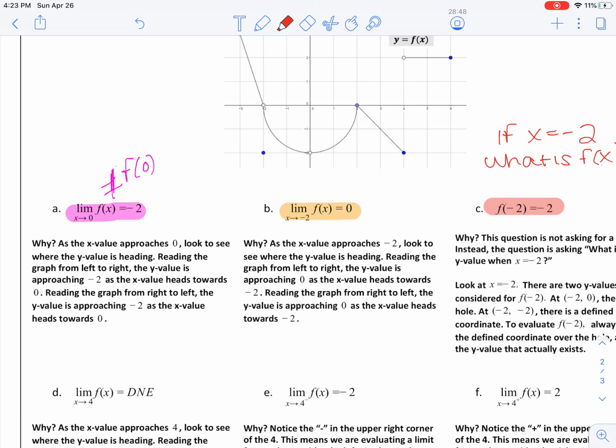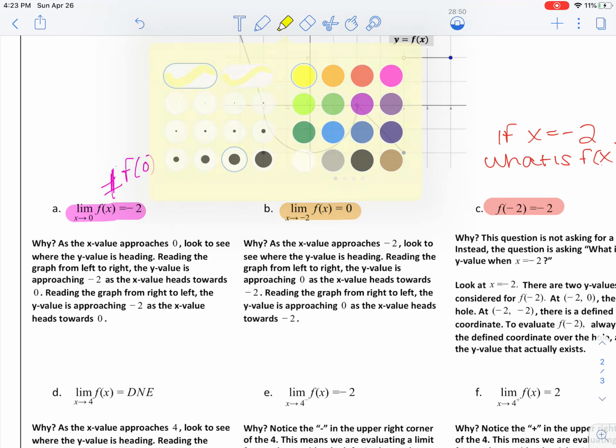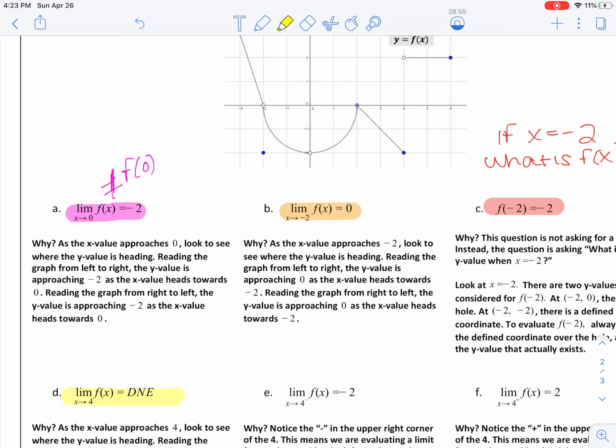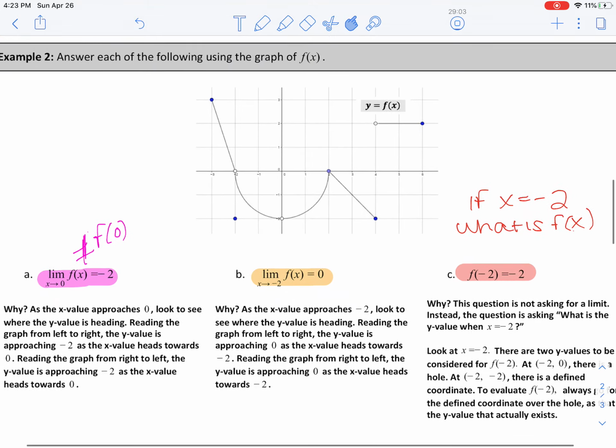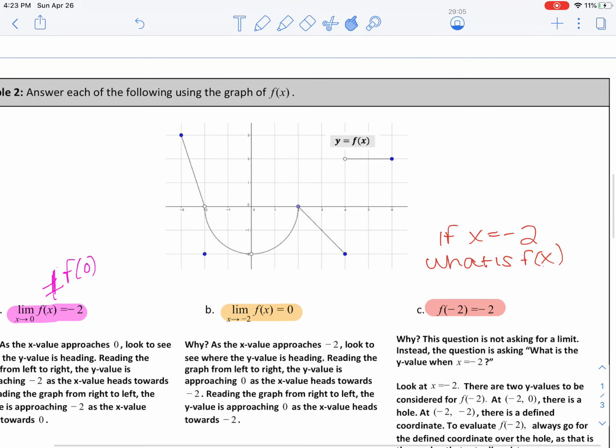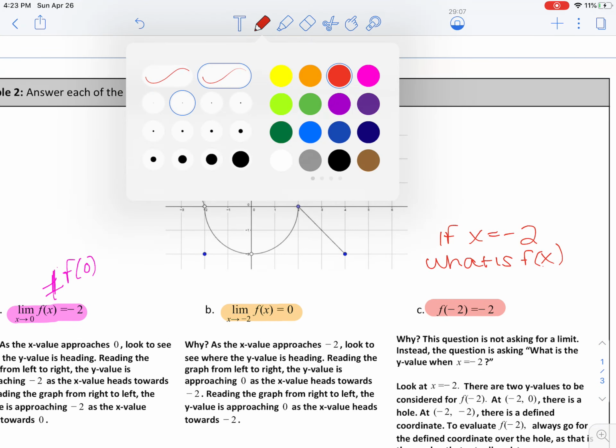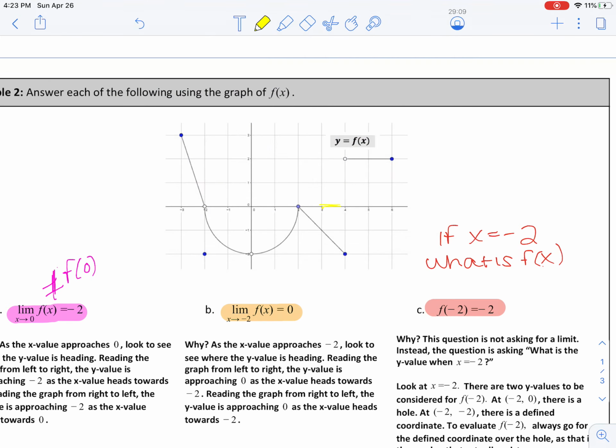Okay, so in D, we're looking at the limit as x approaches 4 of f of x, and I'm claiming it does not exist. So that's something we haven't seen before. We haven't seen an example of a limit not existing. It looks like if I approach x from the left, x is 4 from the left and x is 4 from the right, I'm getting two different things.